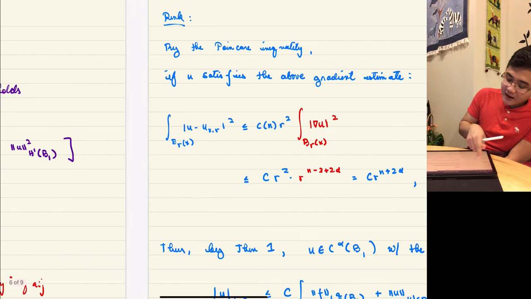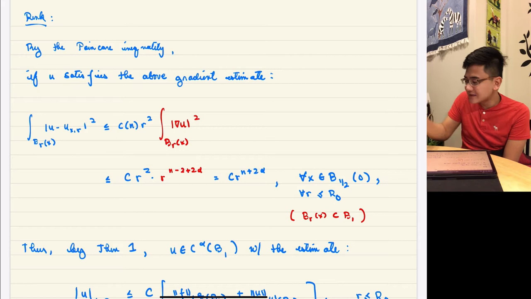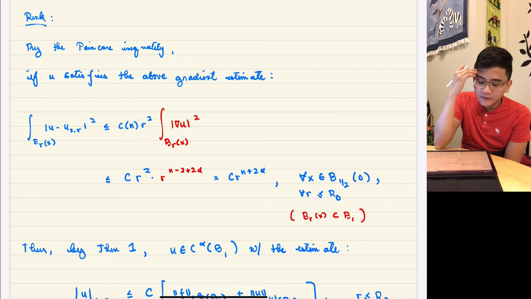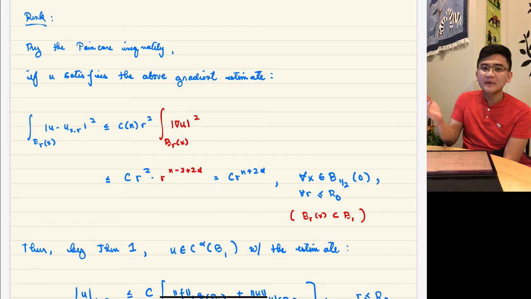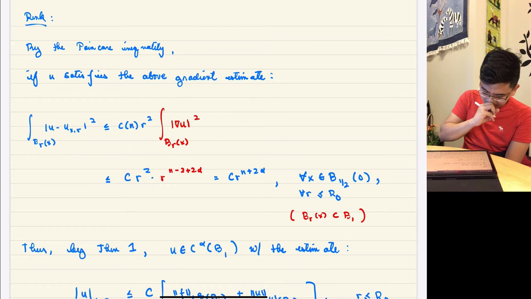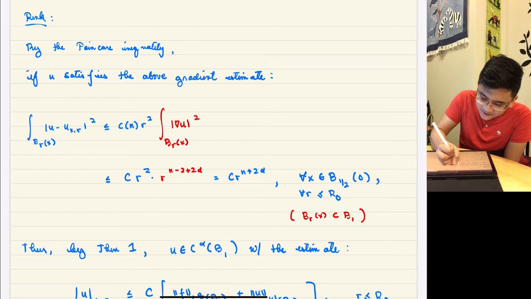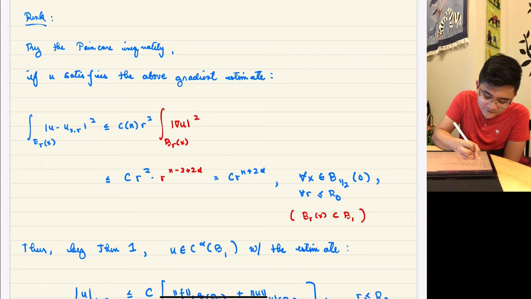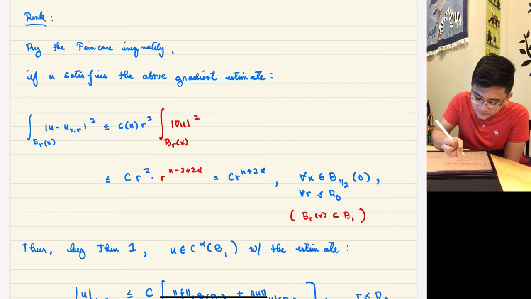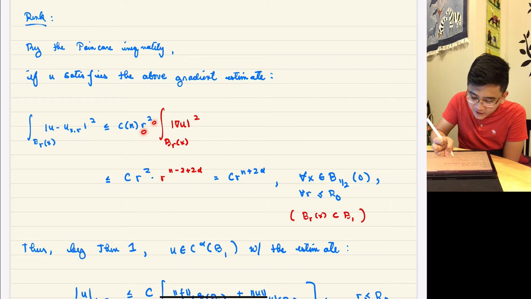Okay. Now, why does that give us Hölder regularity? At least, what is the significance of the gradient estimate? So, we actually have proven something from the last video. It's an easy consequence of the Poincaré inequality and the big theorem that we proved last time. So let's look at it here again. So by the Poincaré inequality, note that if you satisfy the above gradient estimate, okay, so let's see. What we have here in the first line is just the Poincaré inequality. The L2 norm of this difference, so it's the deviation of U from its average, is controlled by some constant dependent only on the dimension times the radius of the ball squared, times the L2 norm of the gradient. So this is the Poincaré inequality.